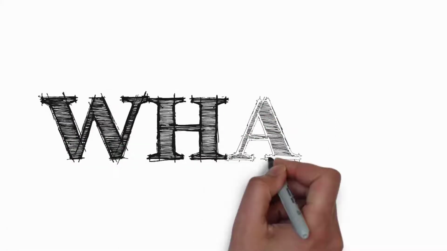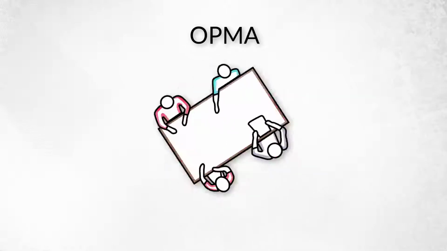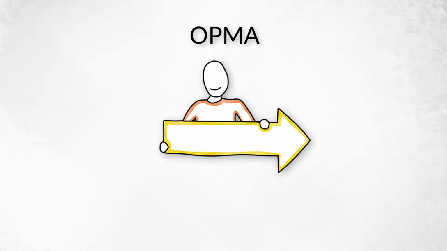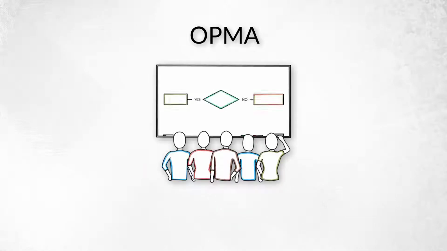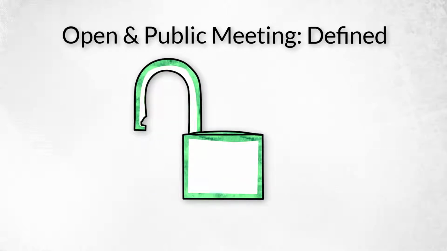So what's the Open and Public Meetings Act? It's the state law that ensures government actions and deliberations are openly conducted. Before we continue, keep in mind that this video is an overview, and exceptions may exist based on your entity type. So what's considered an open and public meeting?